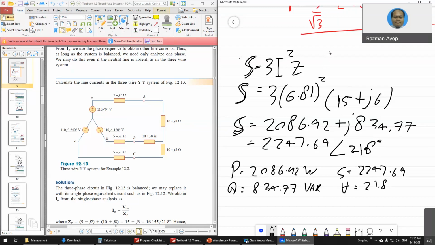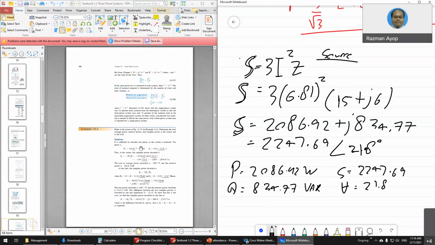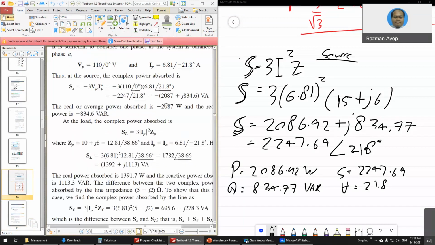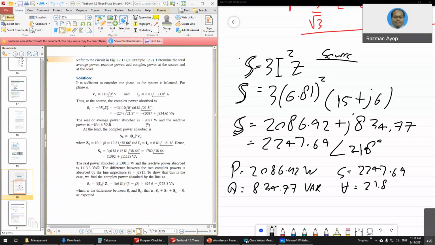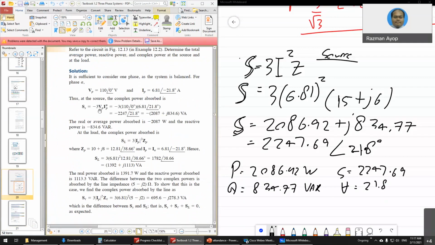So this one is the power from the source. Let us check the answer first. This one is the load, and this one is the source. You can see here the real power absorbed is 2087, and the reactive power is this one, negative. Why is this negative? If positive, you look at the load side, but at the source you put negative. Usually we don't consider this too much, but if you look at the source, you can put negative.